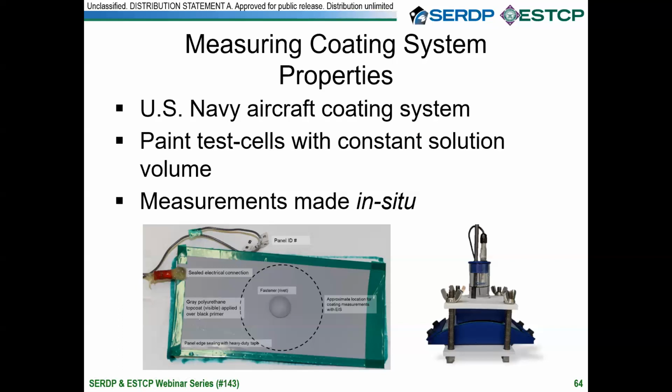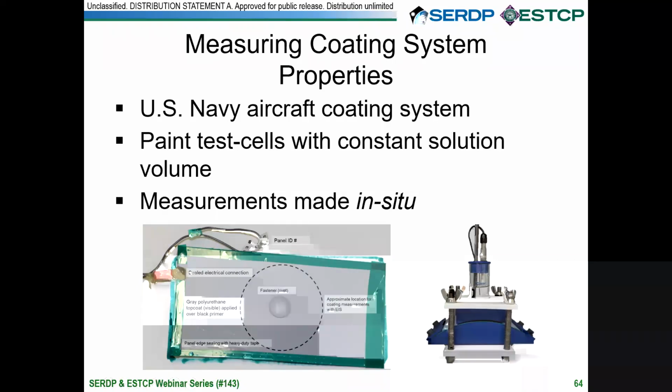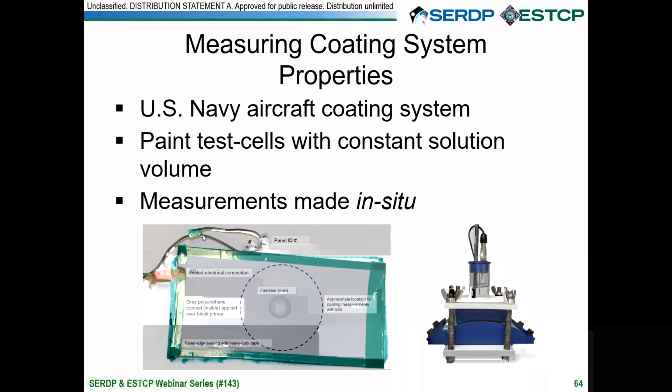Some of our panels had fasteners in them, like this aluminum rivet fastener. Others had a stainless steel threaded fastener, and some didn't have any, but all were coated with the same coating system, applied per the manufacturer's instructions. We sealed the edges so they wouldn't contribute to failure detection, but we made an electrical attachment so we could make the EIS measurements, and then we put the panels into various environmental conditions.